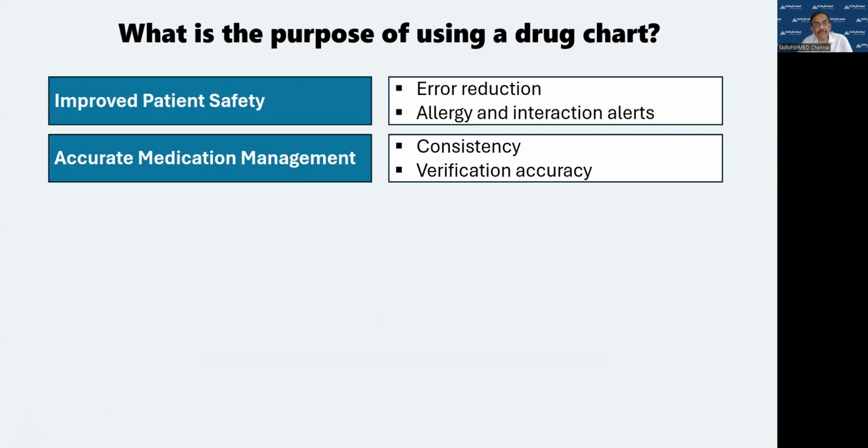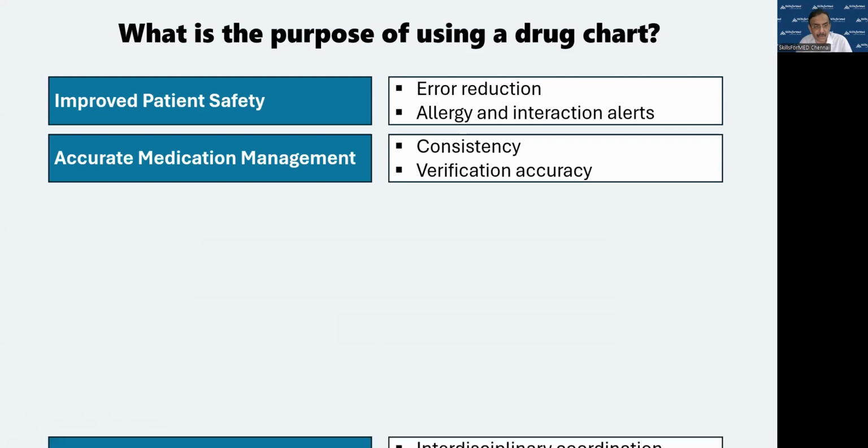So if you have one uniform location to write, then everybody is tuned to writing this, and therefore there is a standardized practice, and very quickly you can verify. So the verification accuracy also goes up, and the time taken to verify also comes down.